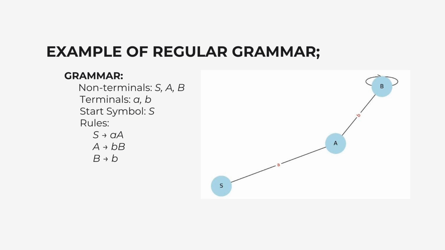Example of regular grammar. The grammar is shown in a diagram where S, A, B are non-terminals while a and b are terminals, and it starts with the symbol S. The rules are S to aA, A to bB, and B to the final state b.